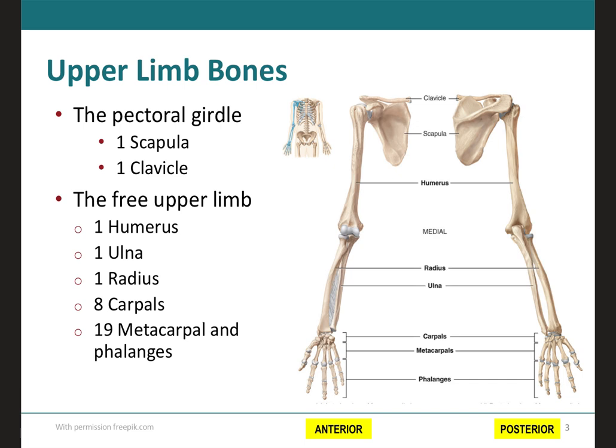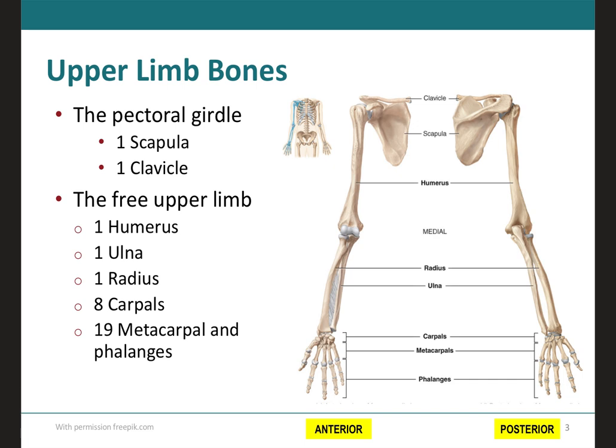We actually have 32 bones that again is going to be divided into these two distinct regions, which are the pectoral girdle. We have one on each side, one scapula and one clavicle, and then the free upper limb, we're going to have a total of 30 bones.